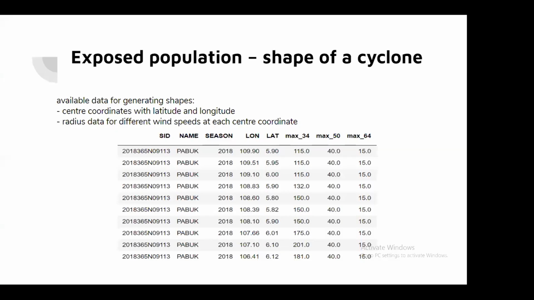So basically, the information that is available through IBTrACS is the name of the cyclone, the season, most important, longitude and latitude. And then at each of these center points, we've got radii for the wind speeds of 34 knots, 50 knots, and 64 knots. And out of this information, we are trying to build the shape of a cyclone that we can then map onto the gridded world population data set.